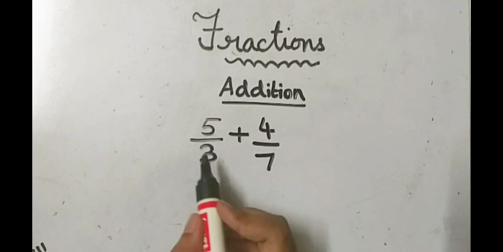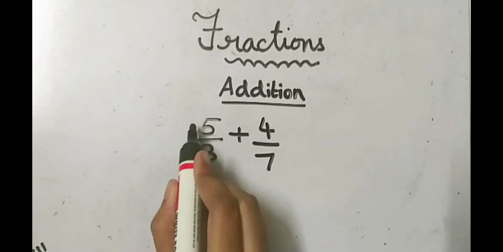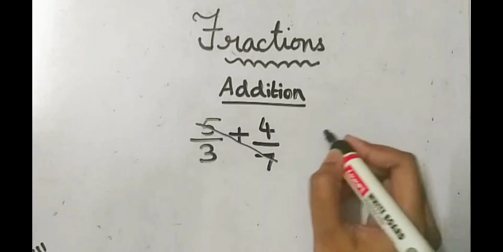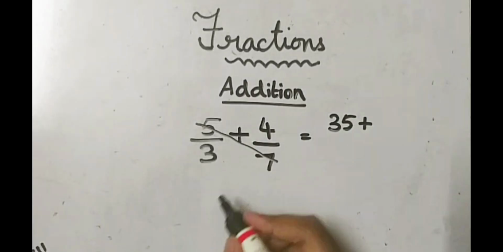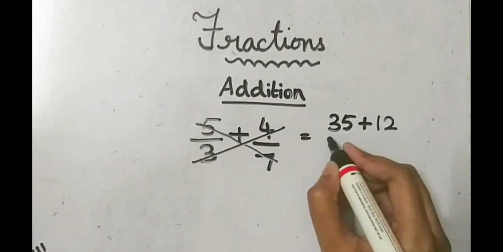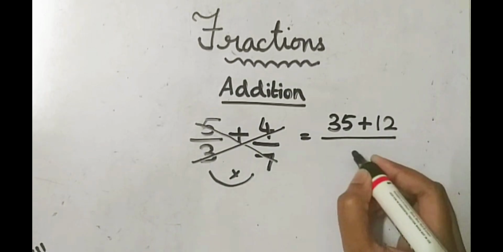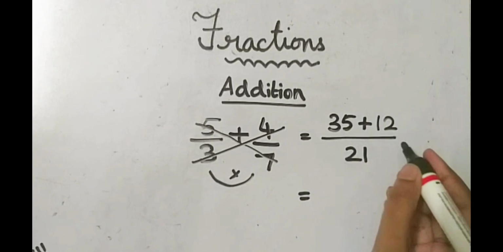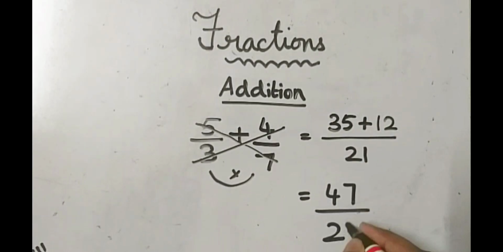So how to do addition of fractions is, first you have to do cross multiplication. 5 sevens are 35, right? 35 plus, now like this, 3 fours are 12. Now multiply the denominators. 3 sevens are 21. What is the answer? 35 plus 12 is 47 by 21.